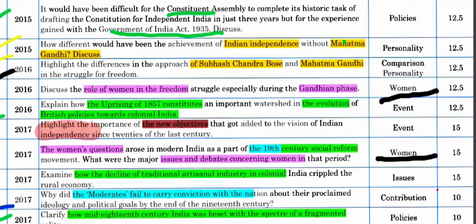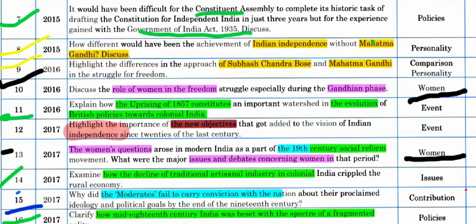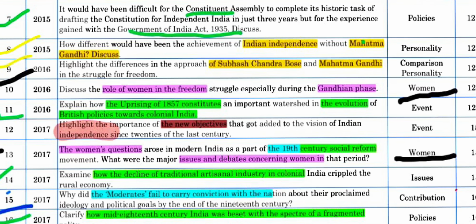Now let us look at the question which was asked in 2017, again color coded in pink, for 15 marks. Question number 13: "The women's question arose in modern India as a part of the 19th century social reform movement. What were the major issues and debates concerning women in that period?" Basically, now they have narrowed down to another period, which is the 19th century social reform movement, and they are asking what were the issues and debates concerning women in that period. So the theme is a little different. They are asking about the issues and concerns regarding women.